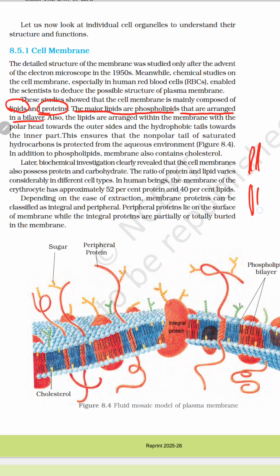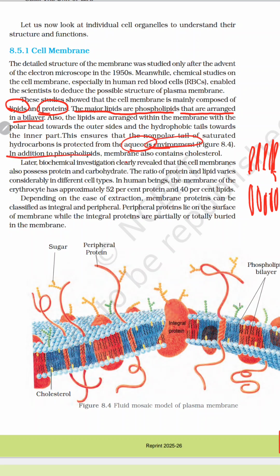The major lipids are phospholipids that are arranged in a bilayer, which means here one lipid layer, here another lipid layer. Lipids are arranged within the membrane with the polar head towards the outer side and hydrophobic tails towards the inner part. It has hydrophobic and hydrophilic parts. The non-polar tail of the saturated hydrocarbons is protected from the aqueous environment. Aqueous means a water environment.